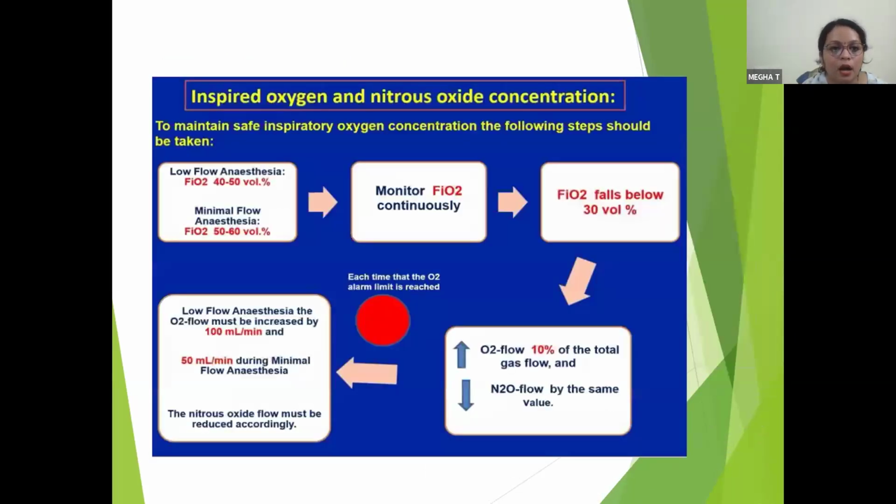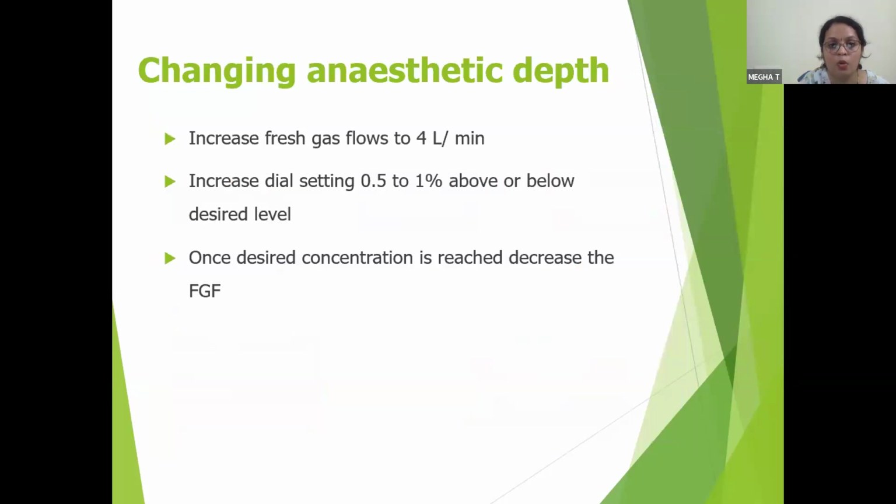So what I said, in the maintenance phase, the FiO2 has to be maintained at least 40 to 50%. Monitoring is important. In case it falls below 30%, what we have to do is oxygen has to be increased by 10% and nitrous oxide decreased by 10%. That is, in low flow, increase oxygen by 100 ml per minute, whereas nitrous oxide is decreased by 100 ml per minute.